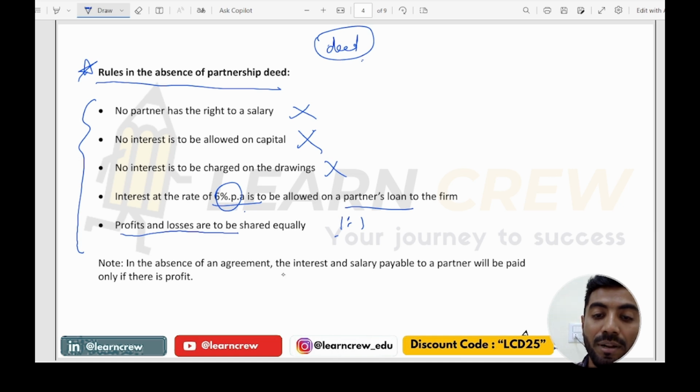In the absence of an agreement, the interest and salary payable to the partner will be paid only if there is a profit. Generally it is not to be paid, even if it's a working partner. It can be paid only if there is a profit. If there's a loss, it cannot be paid. These are the five rules which you need to remember: no partner has a right to salary, no interest to be allowed on capital, no interest to be charged on drawings, 6% interest is allowed on partner's loan, and profit and loss to be shared equally, when the deed is not there.